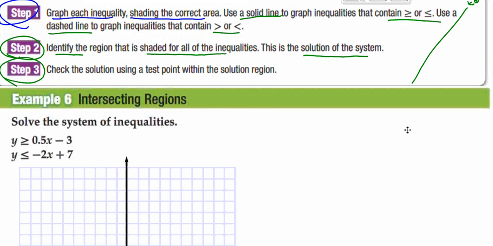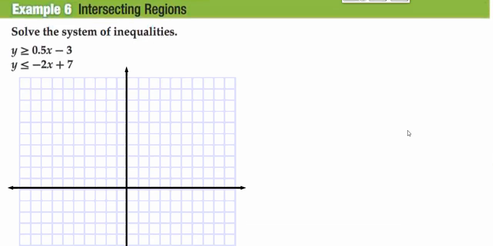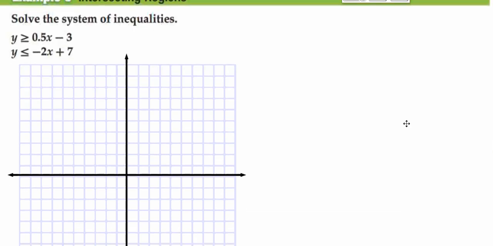And now we're actually going to graph some things. I do require you to use a straight edge, and as you go through this, and I will go through this system as we can, I'll use a different color for each line.